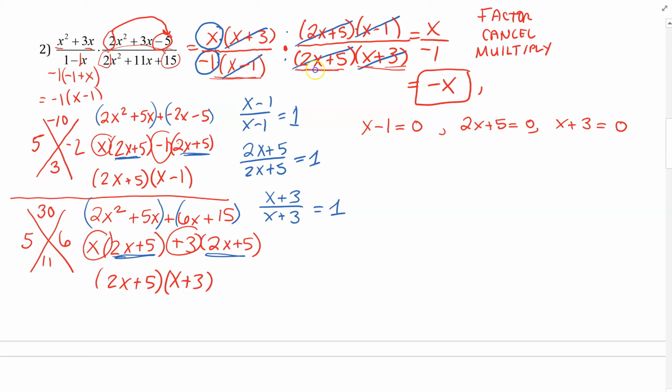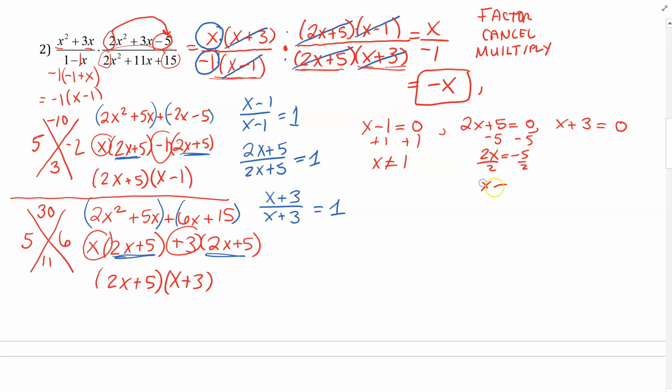These guys are the things that could change value depending on x, right? So I need to figure out what x makes this 0, what x makes that 0, what x makes that 0, and then not let x equal any of those things. So I just solve. So x can't be 1 for the first factor.